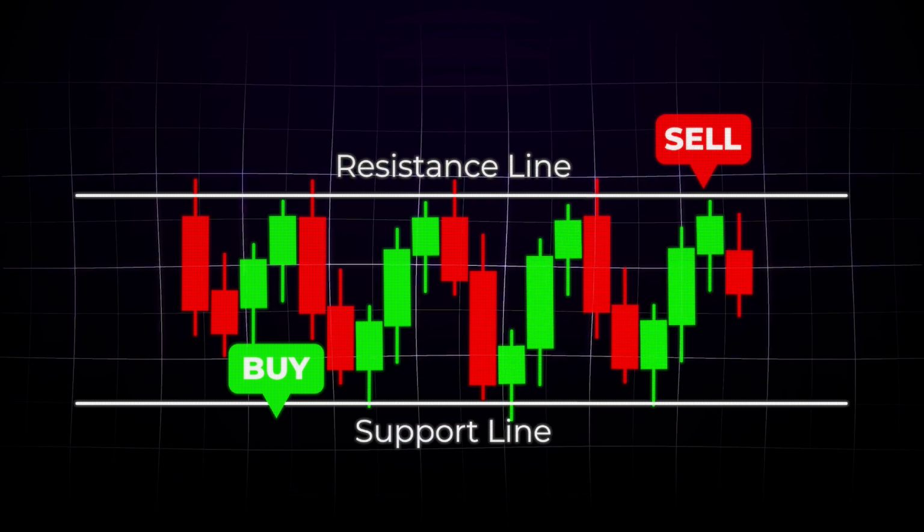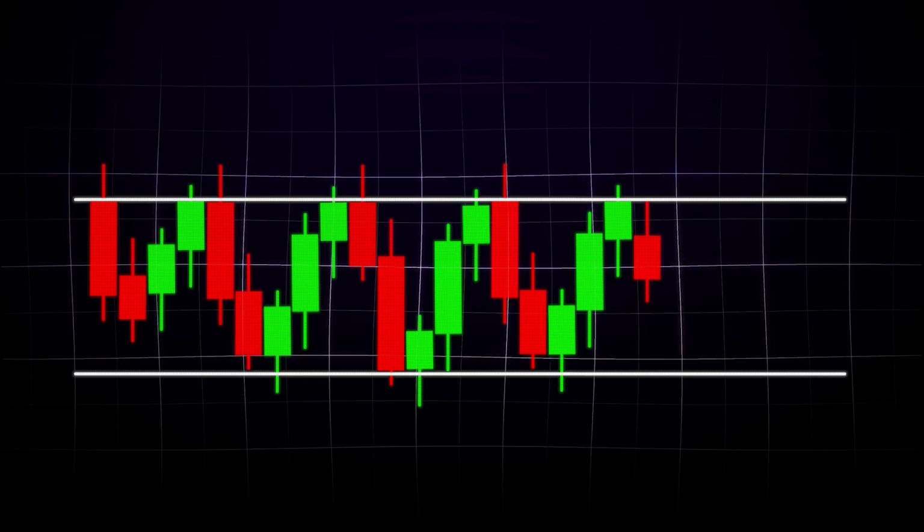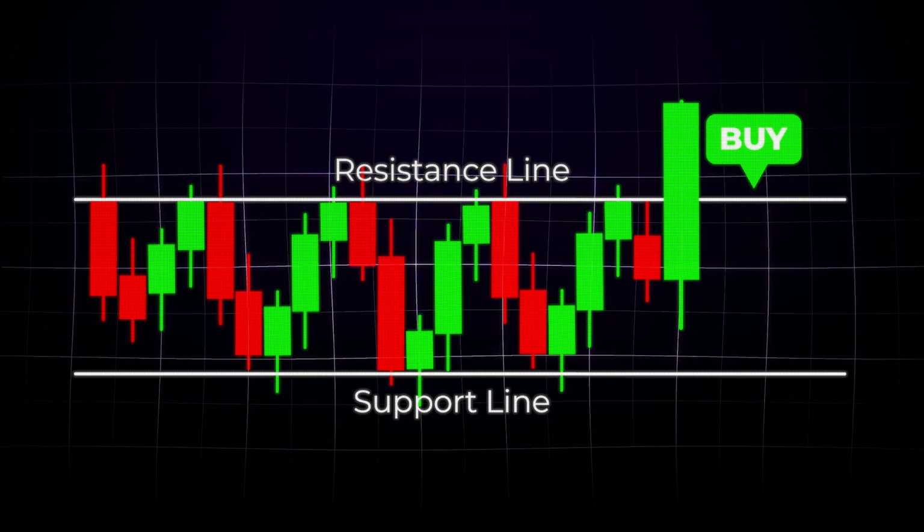Traders use the balance zone in different ways. For example, buy near the lower boundary, support, and sell near the upper boundary, resistance. Or wait for a breakout and trade in the direction of the move. In essence, the balance zone is what we also call a flat market, consolidation, or range.